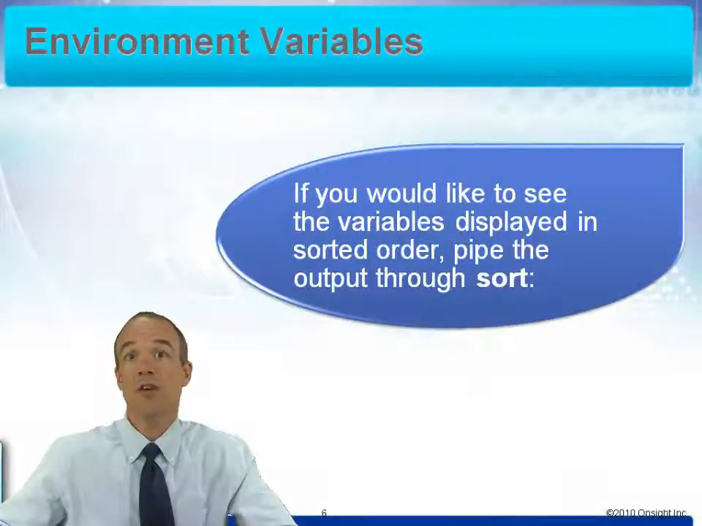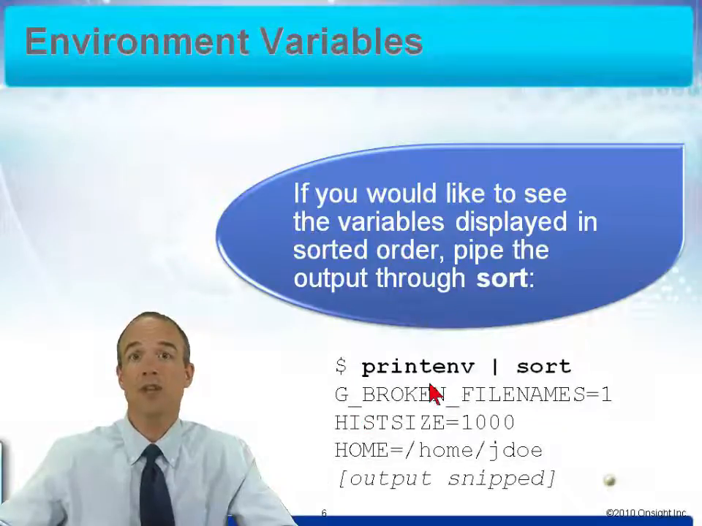Now if you'd like to see the variables displayed in sorted order, simply pipe the output through sort. So here I do a printenv piped through sort, and now we see it come out in sorted order.